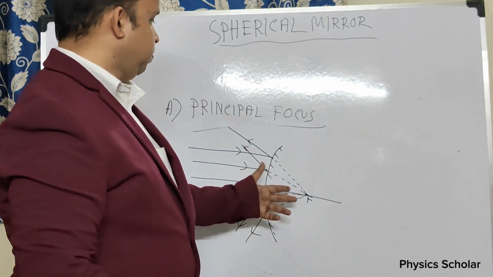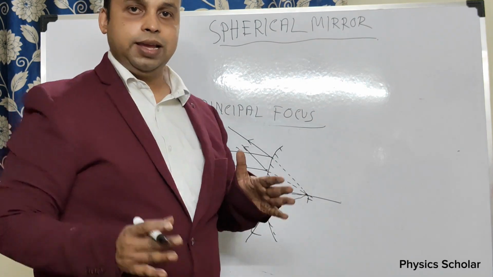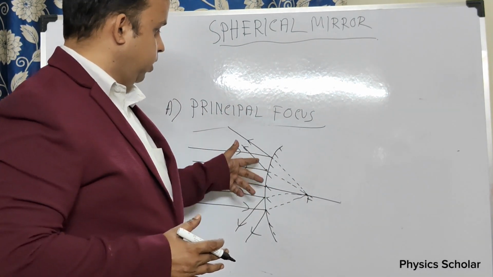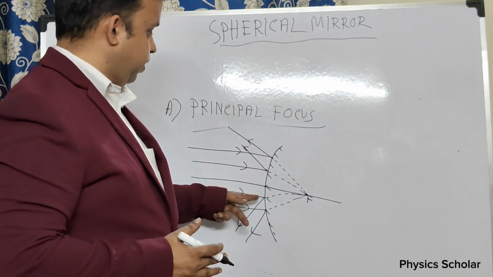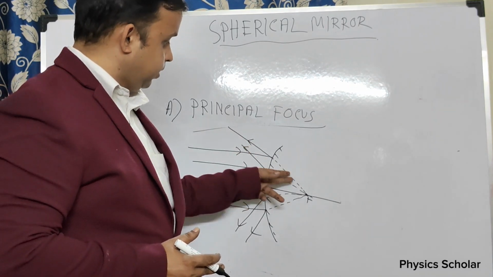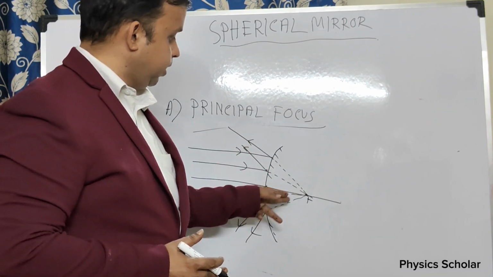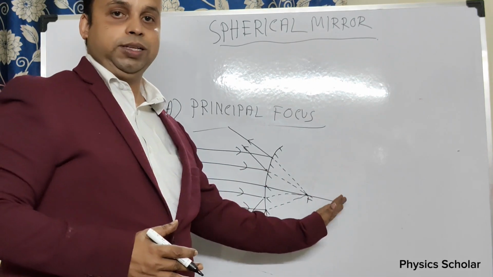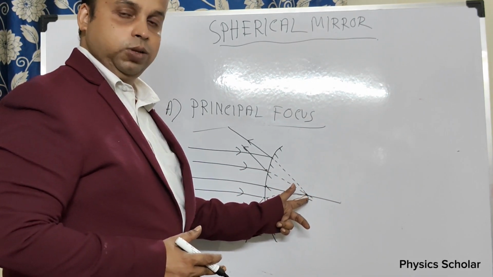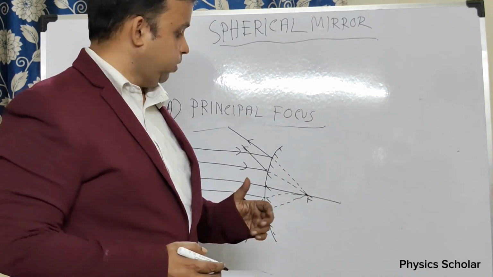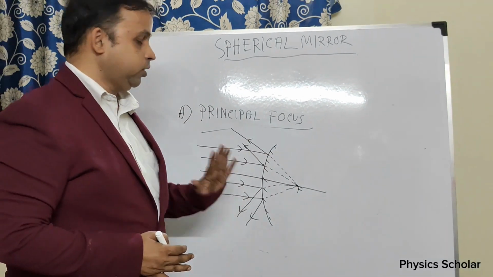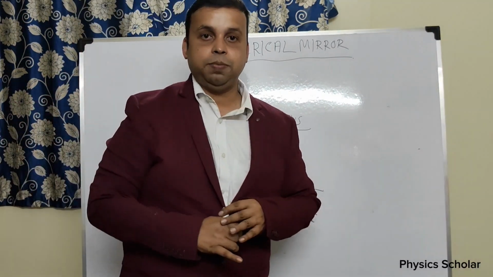So what is the principal focus of the convex mirror? If a parallel beam of light is incident on the convex mirror, it will be deflected back, but the reflected rays will not meet on the principal axis. But if we extend the reflected rays at the back side, then on the opposite side of the mirror they seem to meet at this point. That point is known as the principal focus of the convex mirror. Students, I think this concept is clear. So what is the principal focus?